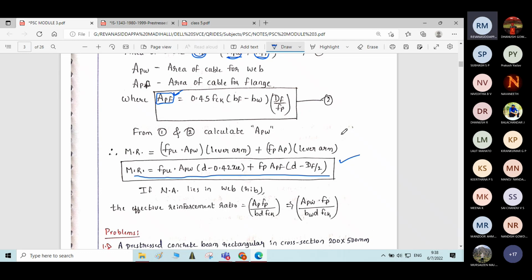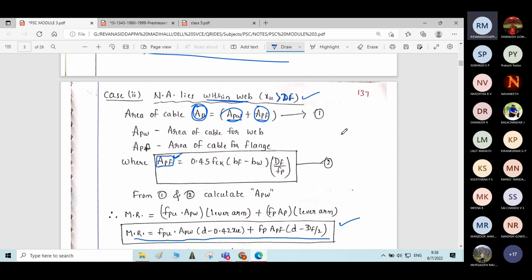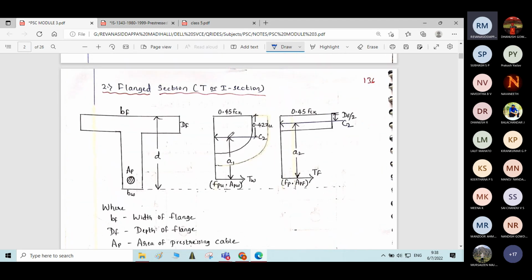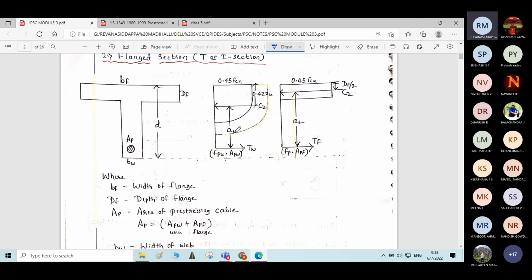If you got any confusions while solving a real problem, definitely you will get clarified with the procedure. And in between I have written some theory. It is like stress block parameters. I hope you all studied stress block parameters in RCC. Similarly, here I have written stress block diagram for PSC beam. What happens here? So this is the stress block diagram for a beam with depth of neutral axis lies within the web.